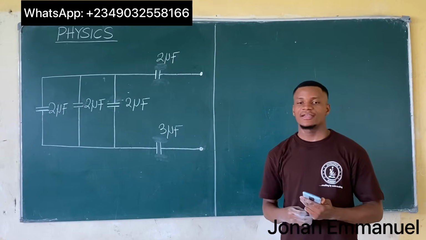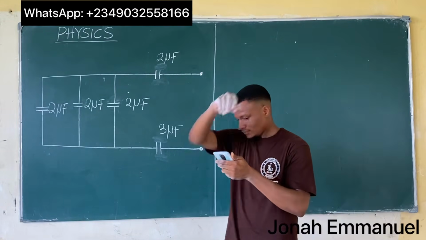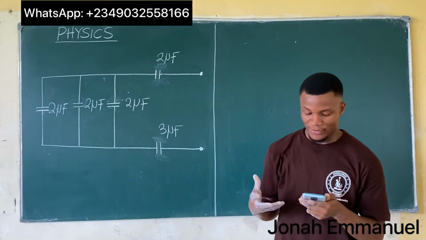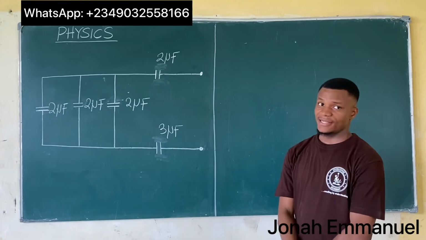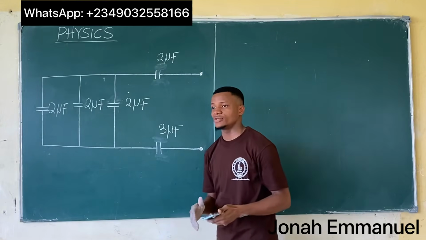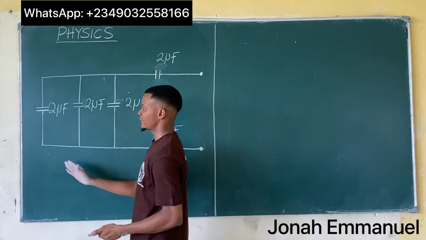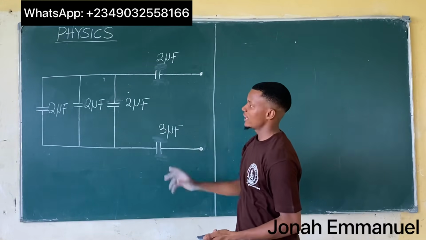Alright, let's try another question. It says, calculate the effective capacitance of the circuit above. So we have this circuit. We have to find the equivalent capacitance. Now we said for structures of this nature, we start from the closed end to the open end, which in this case is from here to this point. So how do you analyze this?